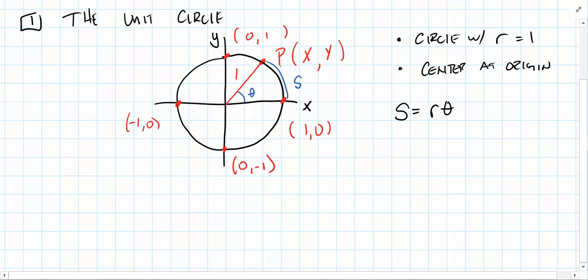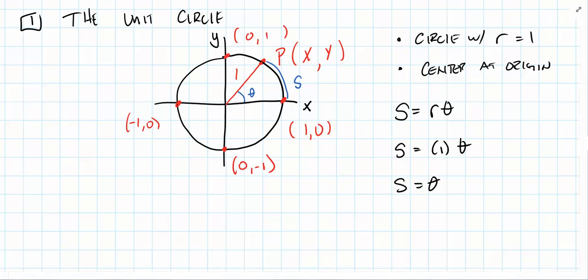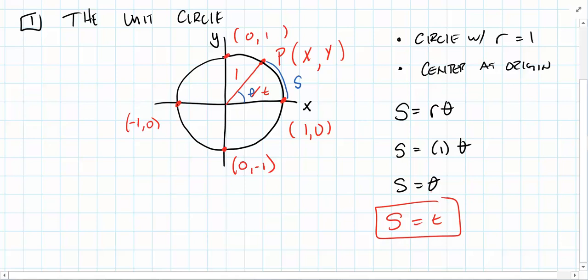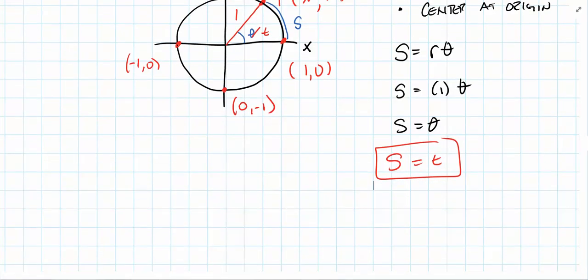Now in this case, for the unit circle, what is the radius? 1. So that means that s is equal to 1 times theta. Well, that just means that s is equal to theta. Now when we're dealing with the unit circle, I change theta to a t. So now s is equal to t. This is a very important relationship. They change the theta to a t. It's the same thing, yep.